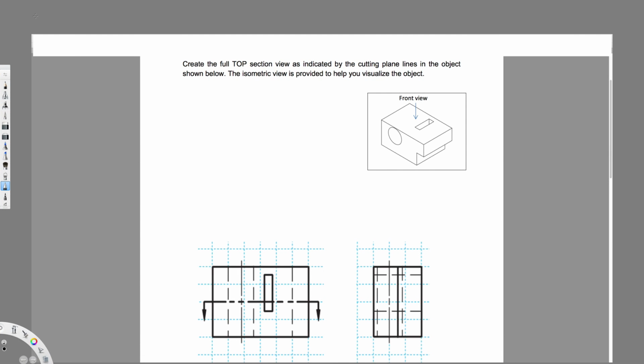We have this question right here. It's asking, create the full top section view as indicated by the cutting plane lines in the object shown below. The isometric view is provided to help you visualize the object. So that's the question right here. They have given the front view, and they have given the right side view. All you have to do is the top side view.